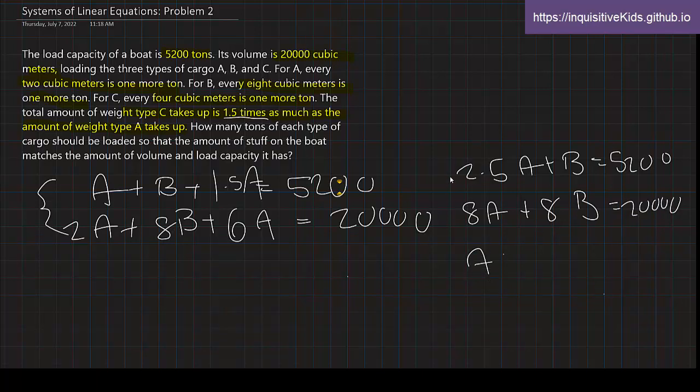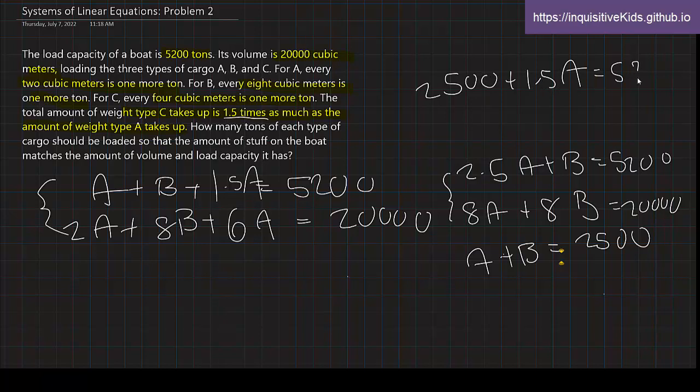So what is A plus B then? If we know that 8A plus 8B is equal to 20,000, we can divide both of the sides by 8. So A plus B would be equal to 2,500. Then over here we would have 2,500 plus 1.5A is equal to 5,200. 1.5A would therefore be equal to 5,200 minus 2,500, and that's going to give us 2,700.